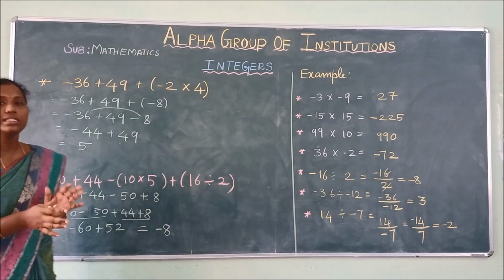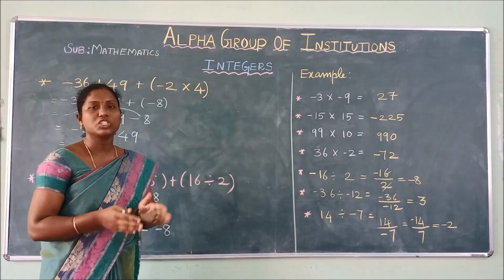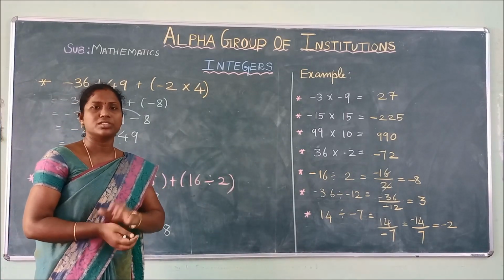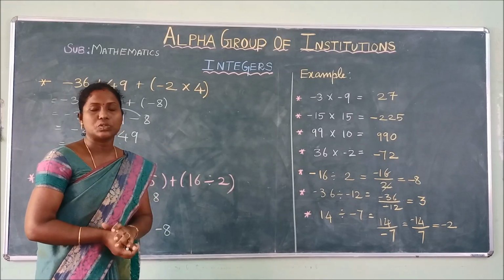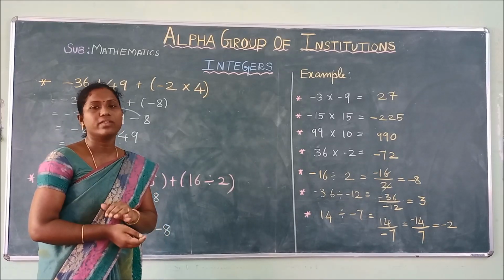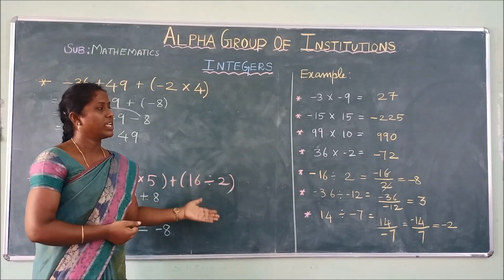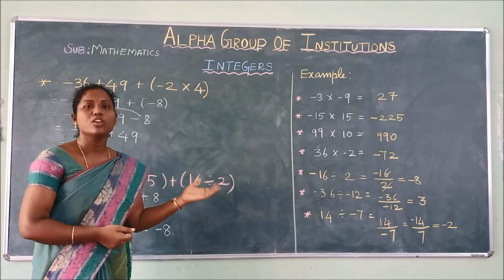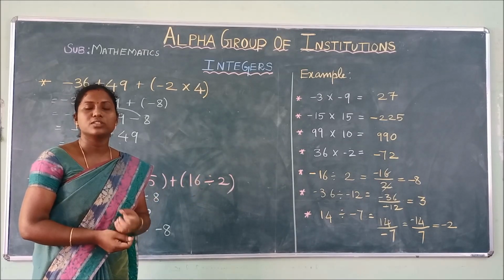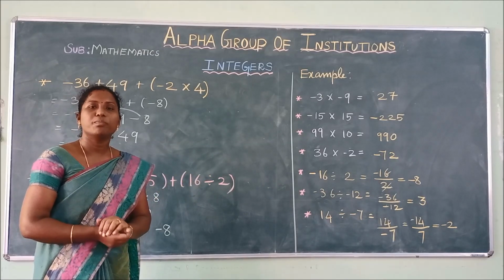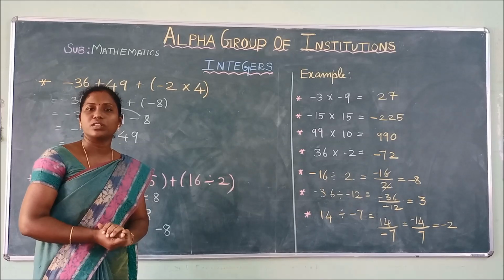So children, if you learn these rules for addition, subtraction, multiplication, and division based on integers, and are thorough with them, we can solve the problems very easily. Based on the integers we have solved today, you will be getting a worksheet. First be thorough with the rules, and then solve the worksheet.